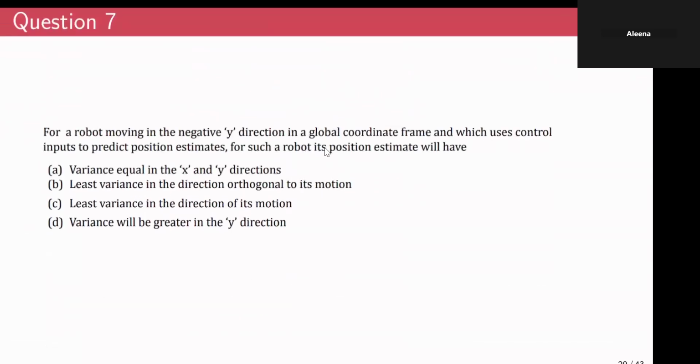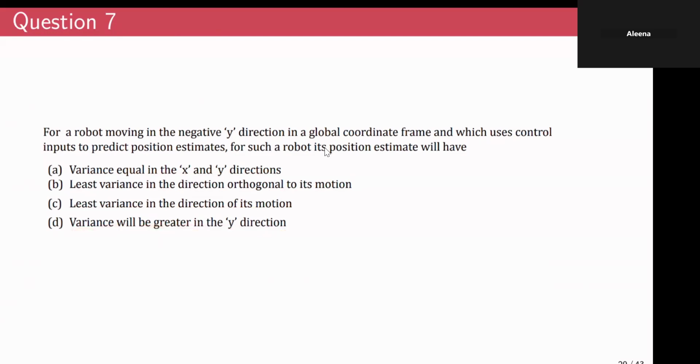Now moving on to question 7. For a robot moving in negative y direction in the global coordinate frame, and which uses control input to predict the position estimates, for such a robot, the position estimates will have variance equal in x and y directions, least variance in direction orthogonal to the motion, least variance in the direction of its motion, and variance will be greater in y direction.